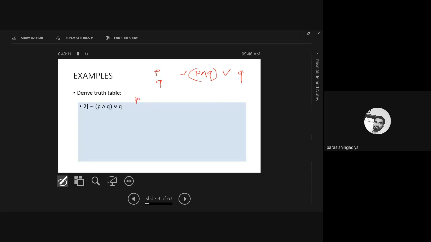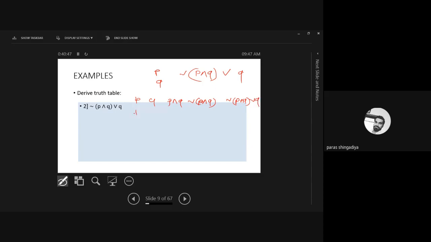How many columns will there be? P, Q columns, then there is a bracket, and after the bracket there is a negation. So first we check the bracket. If any such compound statement involves a bracket, first simplify the answer of the bracket, and then check the outside operator. So first we derive the bracket, that is P and Q. Then we check its negation, negation of P and Q. And then we derive the final answer, negation of P and Q, or Q.